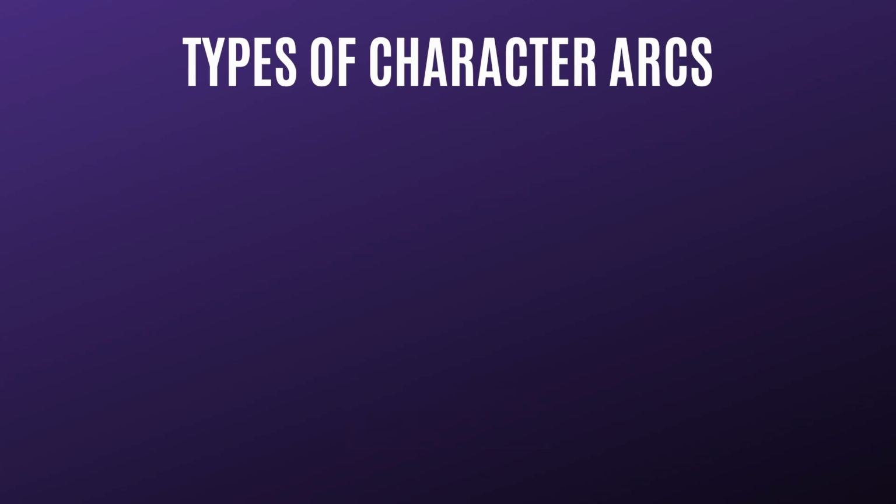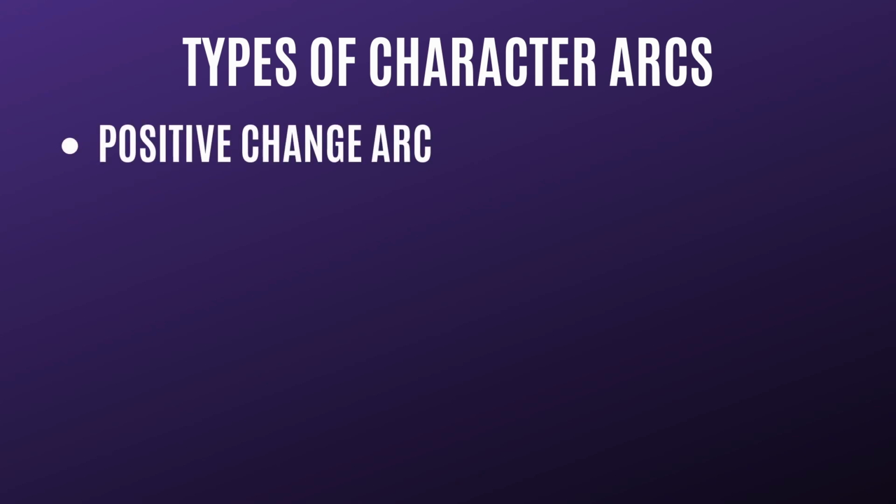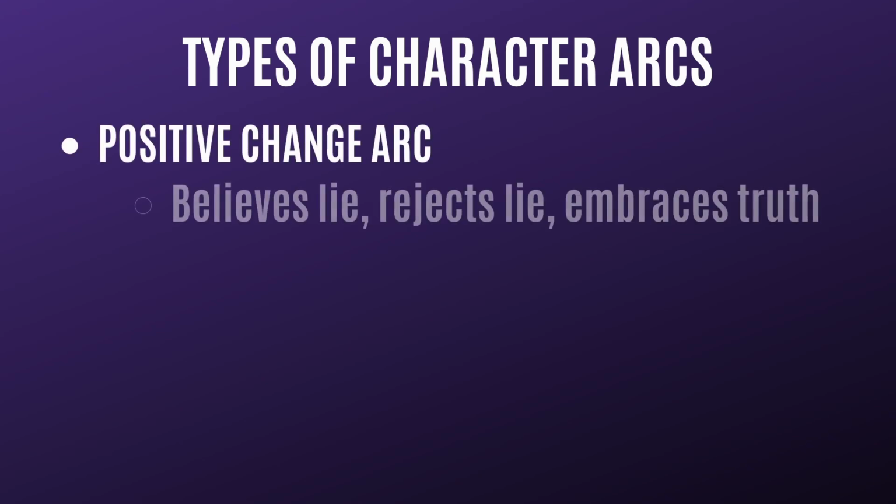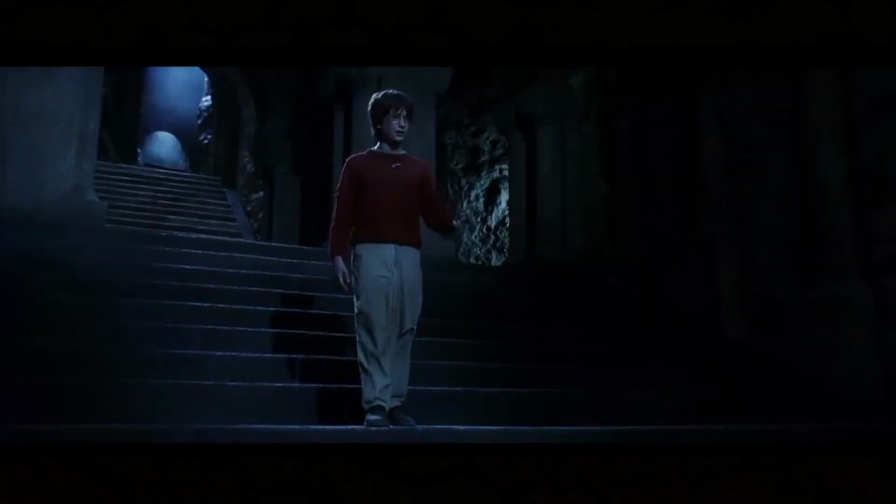Anyway, the first type of arc is the positive change arc. This is an arc where a character believes a lie, but grows to accept a truth by the end of the story. This is the most common type of arc.